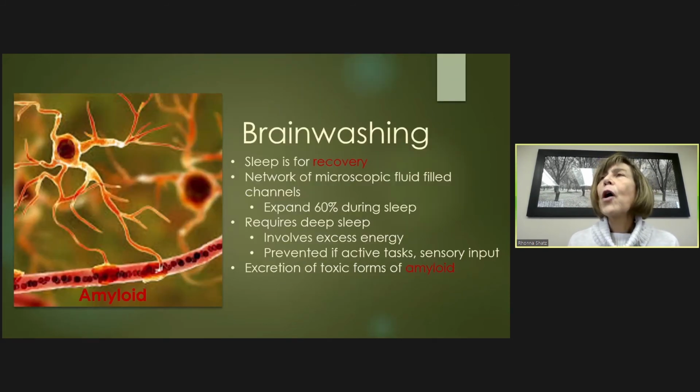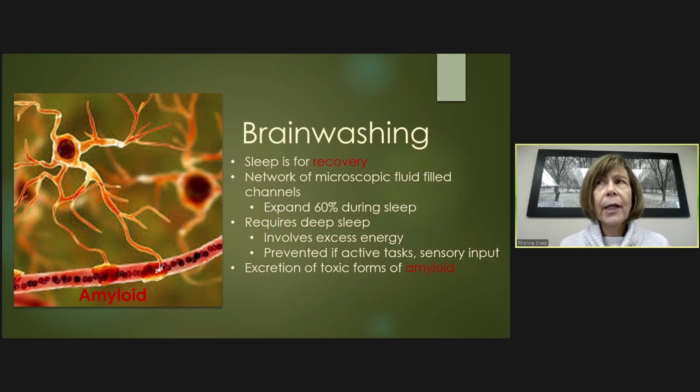Sleep also has another really important function that we could consider as brainwashing. Sleep is basically also for recovery. There's a stage of sleep called deep sleep, the hardest one to reach, in which this network of channels around nerve cells open up and allow spinal fluid to come in, kind of like an ocean tide. And this flushes away the abnormal proteins that build up during the day, and in particular, amyloid protein.